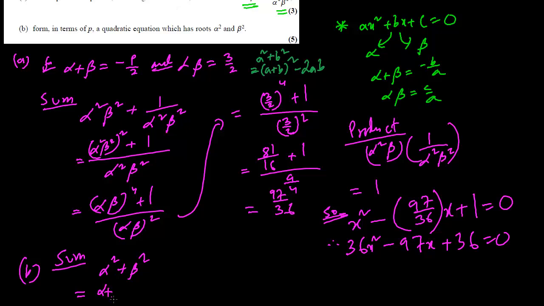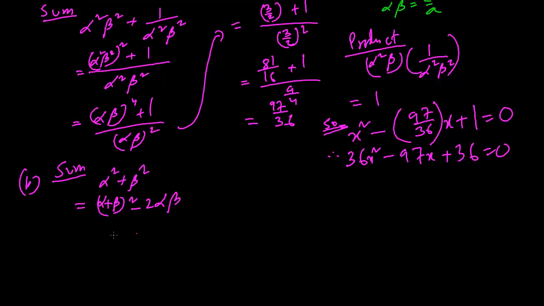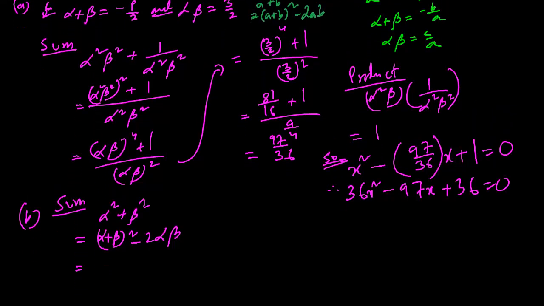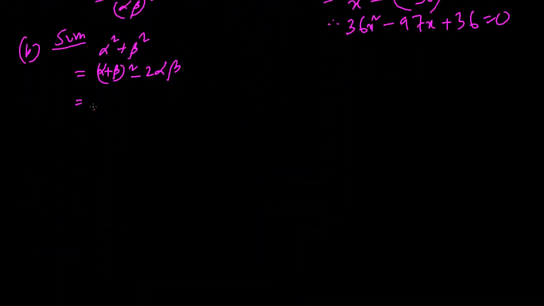So we can write alpha plus beta whole squared minus twice alpha beta, and that turns out to be, so alpha plus beta is minus p by 2. So minus p by 2 whole squared minus 2 alpha into beta, which is 3 by 2. So this would be p squared by 4 minus 3.